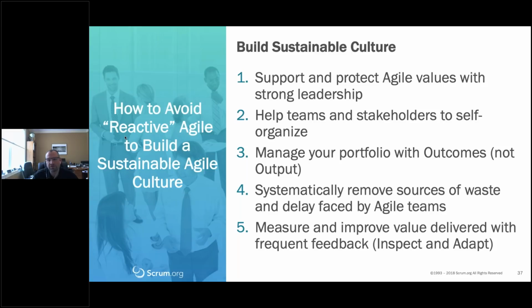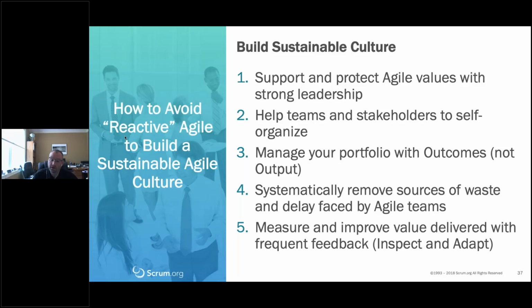Support and protect Agile values with strong leadership. Leaders are born, they're not assigned. And be a leader. To help the teams feel empowered, help the teams feel protected. Help teams and stakeholders to self-organize. Don't get in their way, but enable them, empower them, and help them, because people are more satisfied when they feel like they're a part of something.